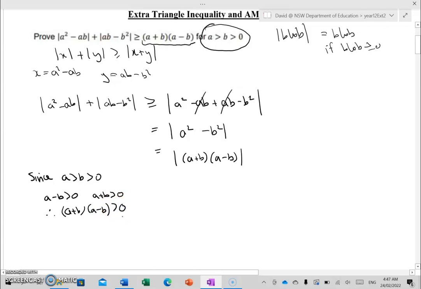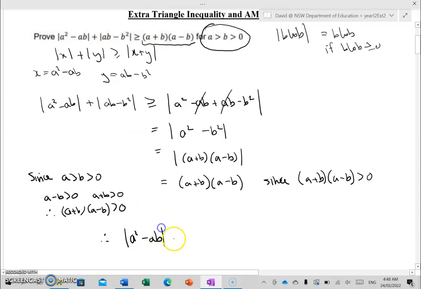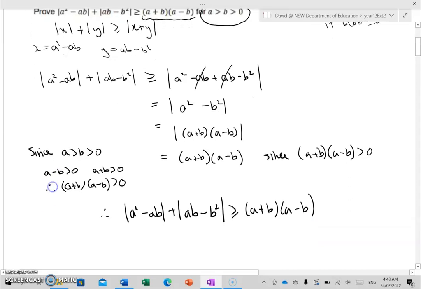Well, that's kind of nice. So I can basically say that because that is positive, I can remove that absolute value sign and say that equals a plus b, a minus b, since a plus b, a minus b is greater than 0. Okay. So putting everything together, therefore we've proved our result that the absolute of a squared minus ab plus absolute of ab minus b squared is greater than or equal to a plus b, a minus b. Okay, that's that question done.